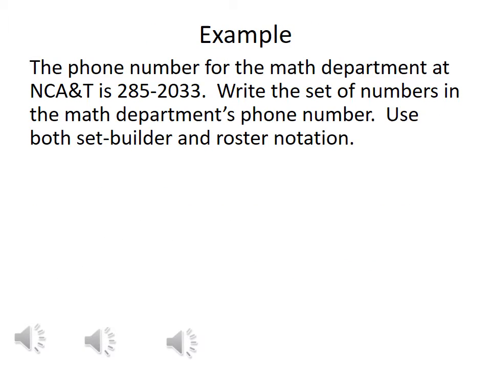So let's do an example where we're going to write out a set. The phone number for the math department at NC A&T is 285-2033. Given that information, we want to write the set of numbers that are represented in the math department's phone number. And we're going to do this both using set builder notation and using roster notation.